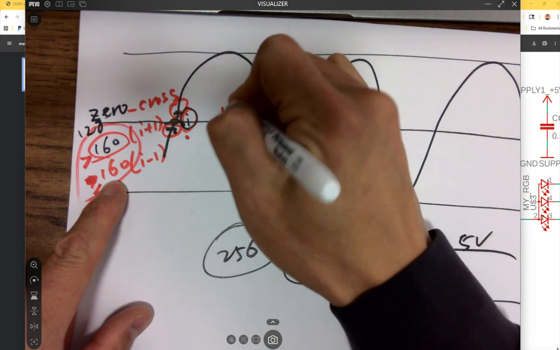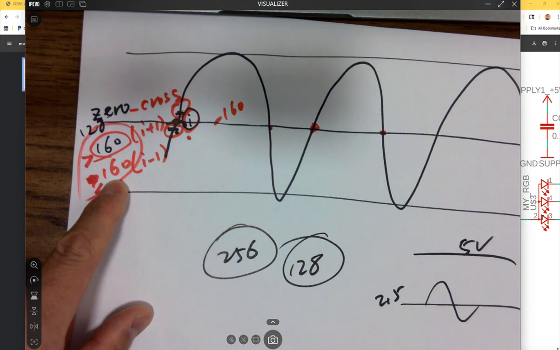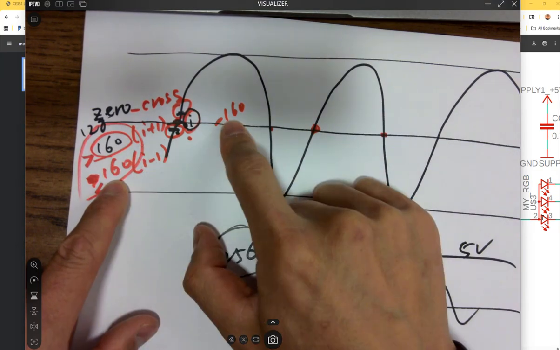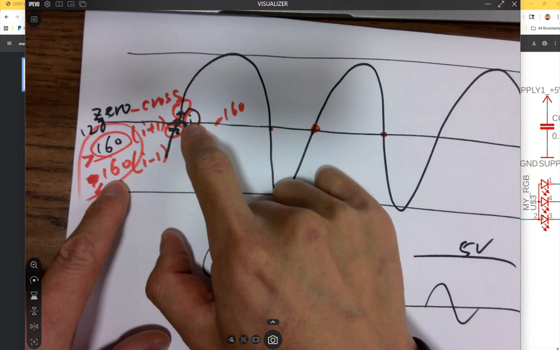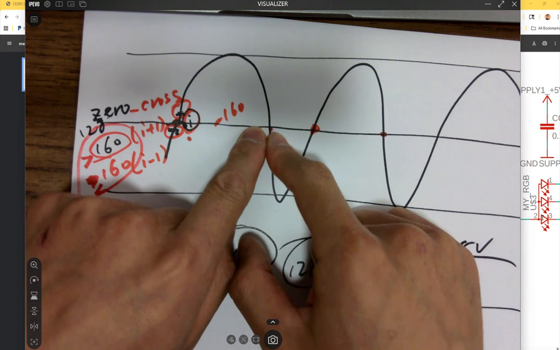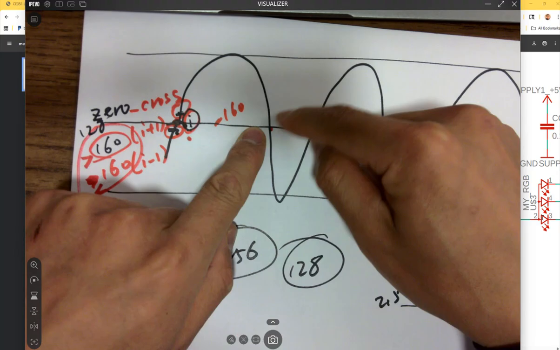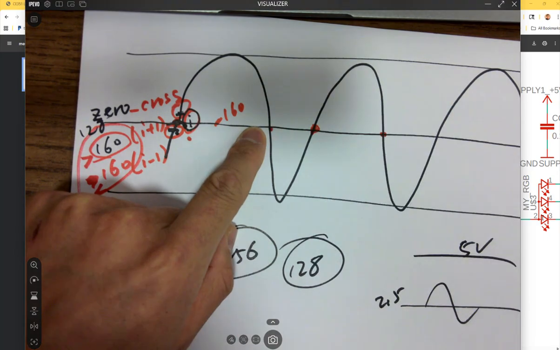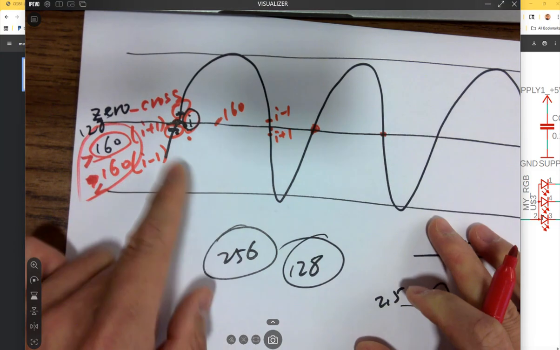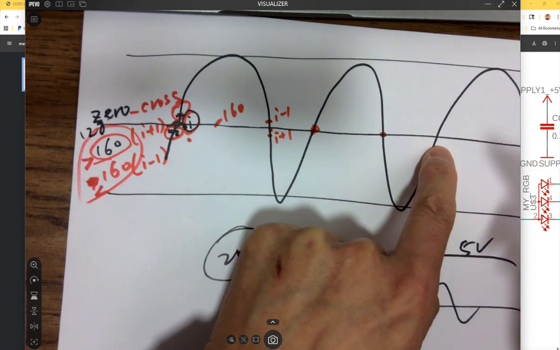and i plus 1 is larger than 160. So this is 160, okay? So i minus 1 is less than 160, and i plus 1 is larger than 160. It's defined as a zero cross. What about this guy? It doesn't satisfy because its i minus 1 is on the top. So it doesn't satisfy. So only this one satisfies, right?